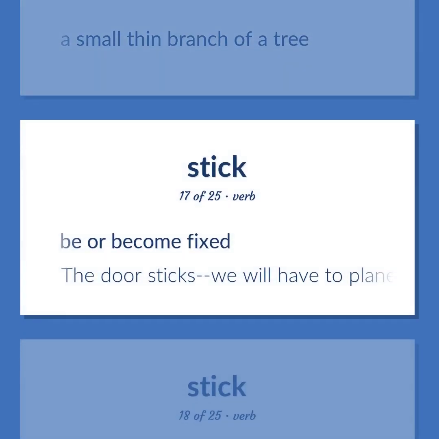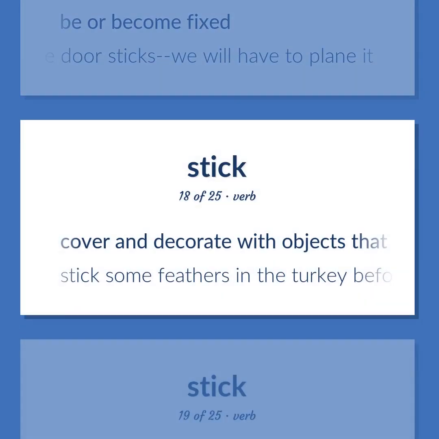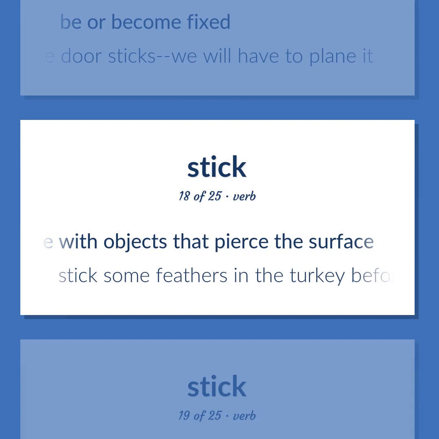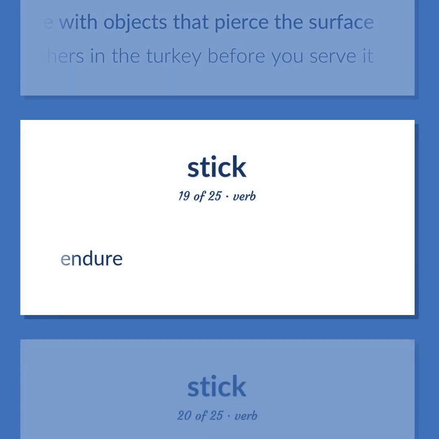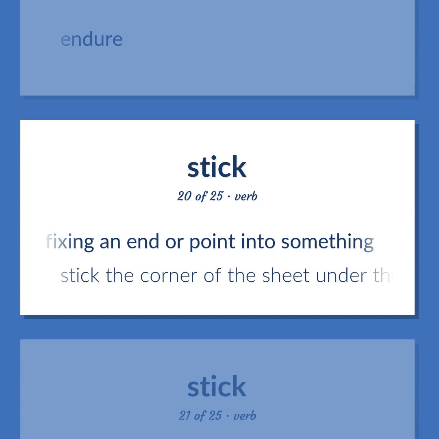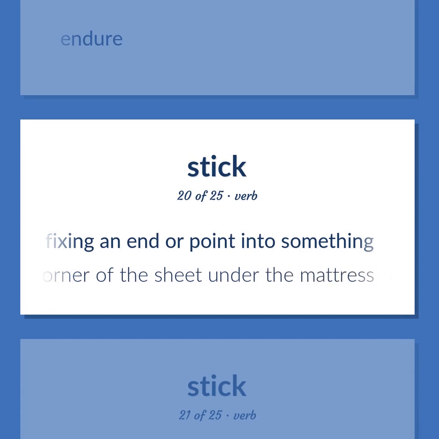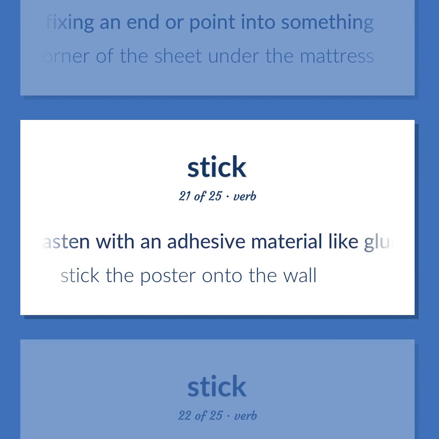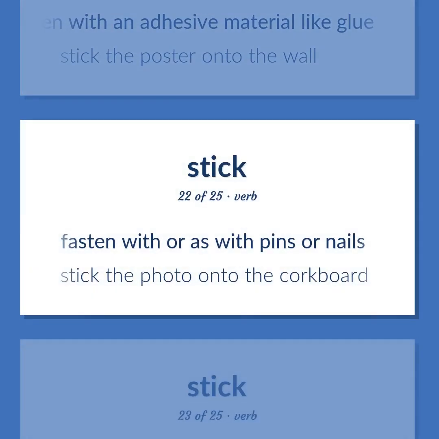Be or become fixed. The door sticks, we will have to plane it. Cover and decorate with objects that pierce the surface. Stick some feathers in the turkey before you serve it. Endure. Fasten into place by fixing an end or point into something. Stick the corner of the sheet under the mattress. Fasten with an adhesive material like glue. Stick the poster onto the wall. Fasten with or as with pins or nails. Stick the photo onto the corkboard.